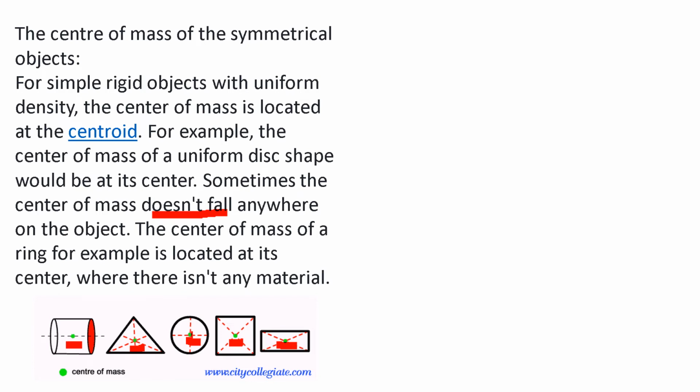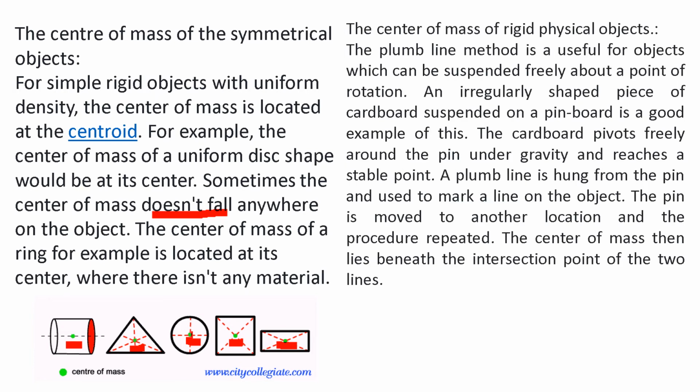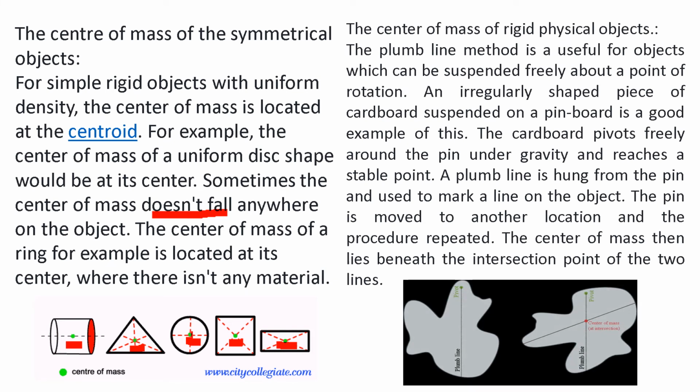Similarly, if it is just a square, the centroid will exist exactly at the center of the square, and does not fall anywhere on the object. Same thing for the rectangle. Now if there is a rigid body, how do we find the center of mass of a rigid body? The most famous method is the plumb line method. This is very useful for an object which can be suspended freely about a point of rotation.